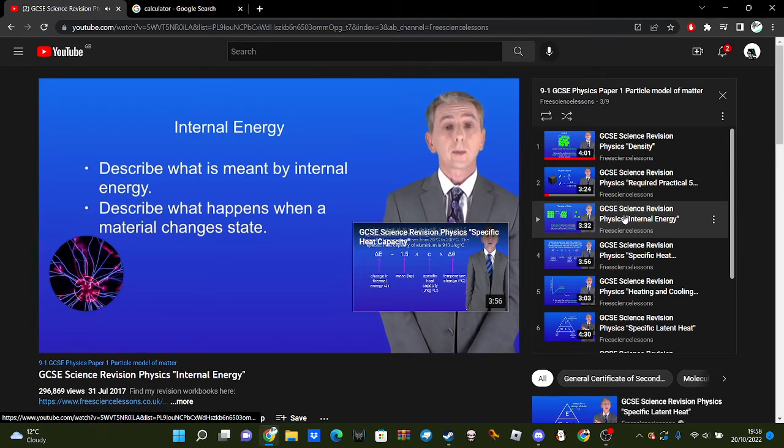Okay, so hopefully now you should be able to describe what's meant by internal energy. You should then be able to describe what happens when a material changes state.